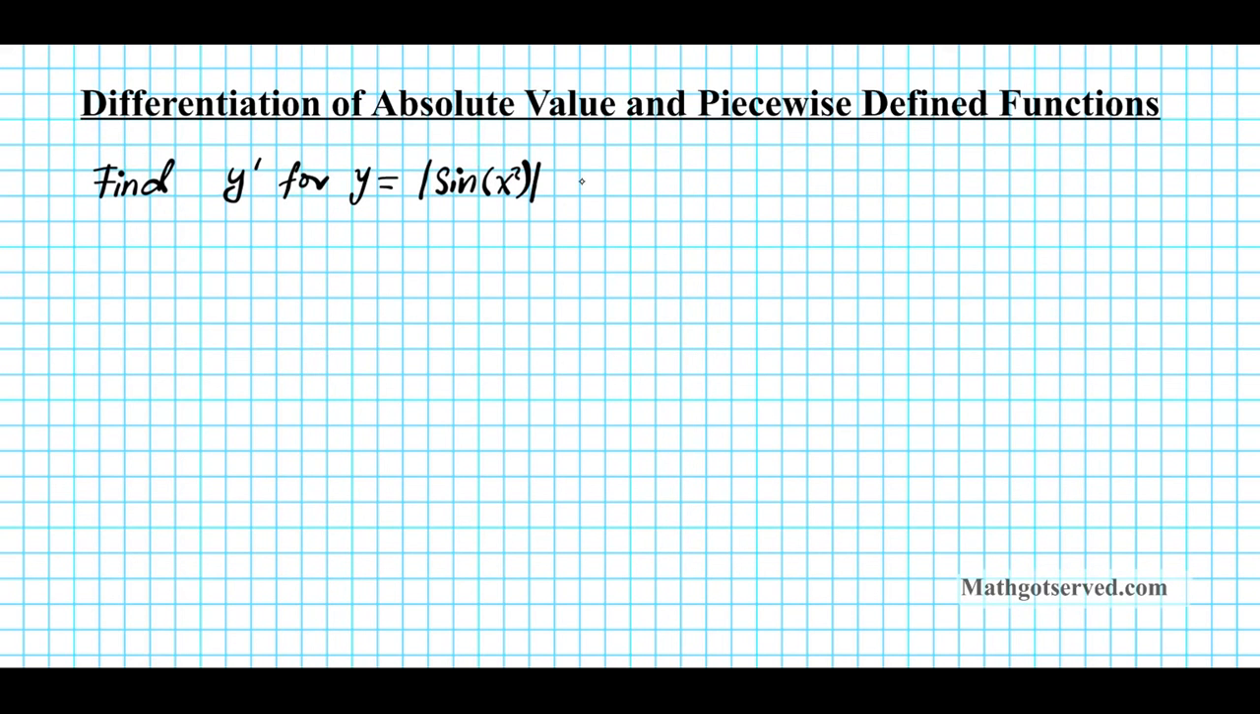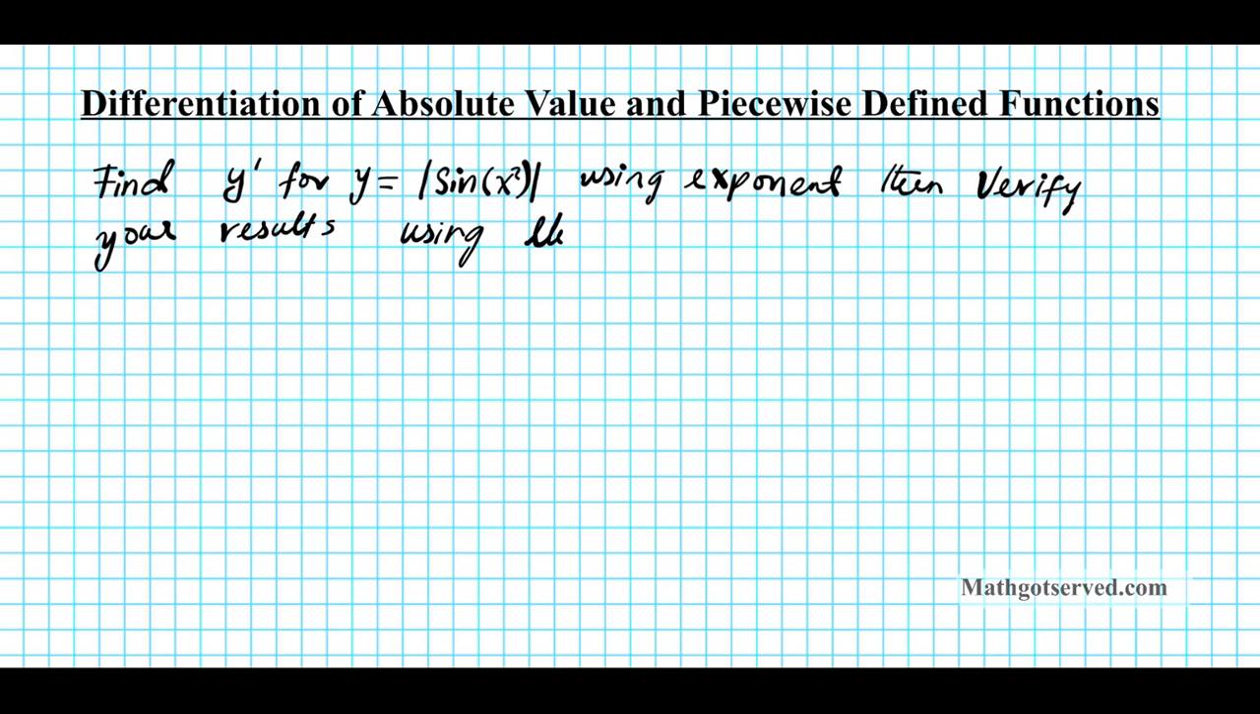All right, so we're gonna do this using two methods. We're gonna find y prime for y equals the absolute value of sine x squared using exponents. And then we'll verify our results using the formula for the derivative of absolute value functions.